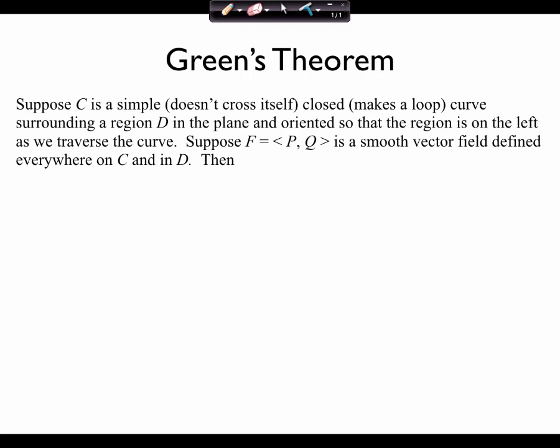Here's the statement. The circulation integral around the boundary C is equal to the double integral over the region of the partial of Q with respect to x minus the partial of P with respect to y. So the line integral around the boundary is the same as the double integral over the interior region of Qx minus Py.